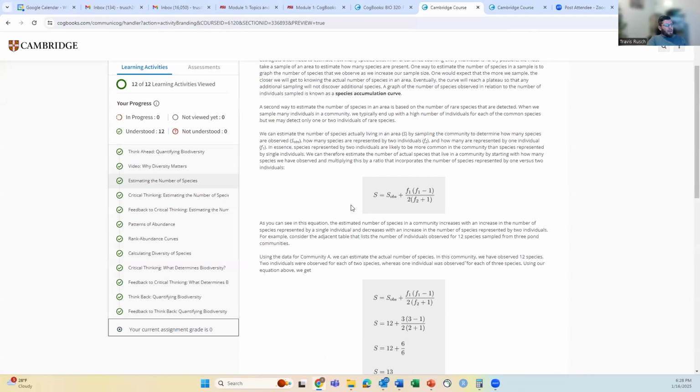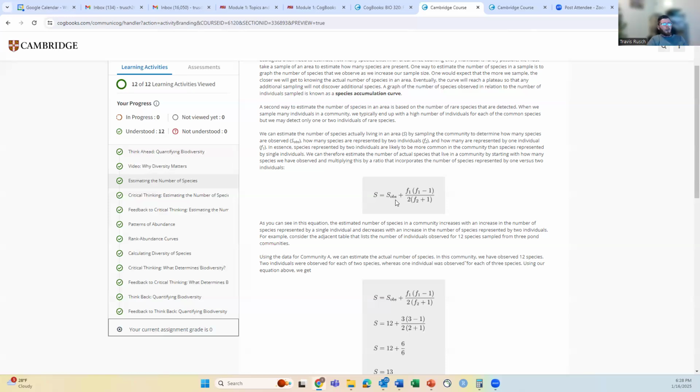So mathematically, let's go over the equation real quick, right? So this is S, that's our estimated number of species. What does S sub OBS mean? Number of species observed. Yep, so we have a community that we did a collection event on.